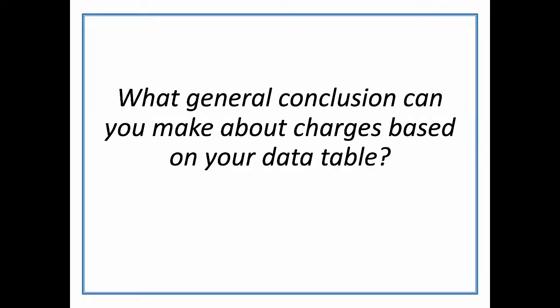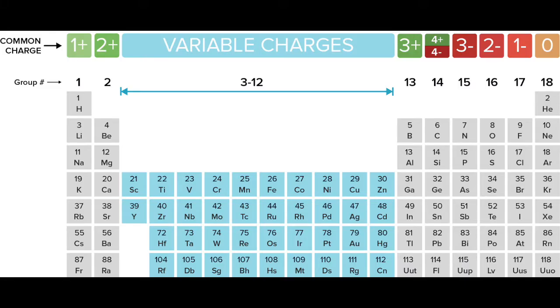Now pause the video again and think about what general conclusions you can make about the charges of ions based on the data you collected from the periodic table. One pattern you should have noticed is that for every single group or family, for every single column, the ions have the same charge. So for example, the alkali metals in column 1, they all have a +1 charge. The alkaline earth metals in column 2 are all 2+.